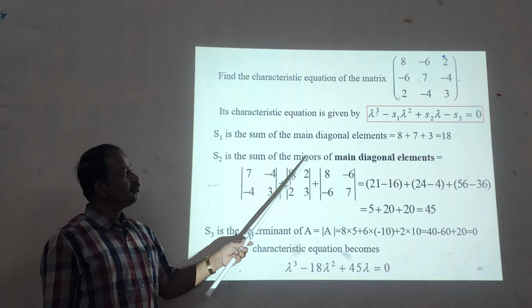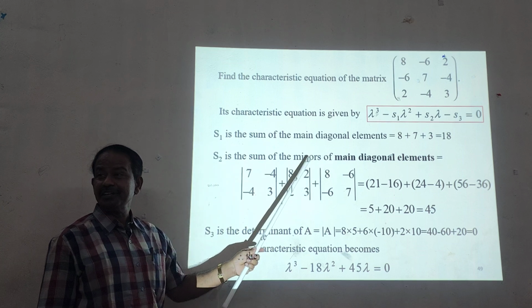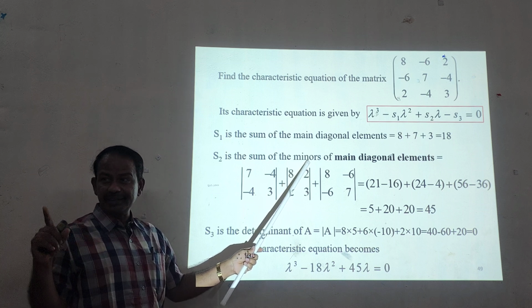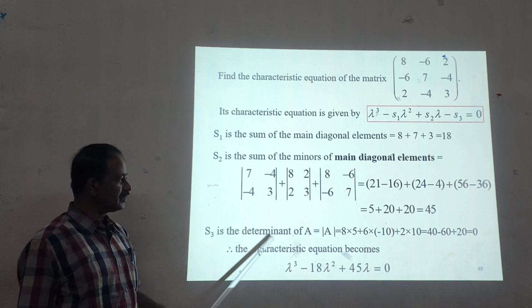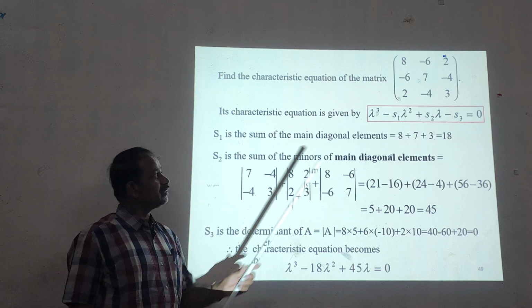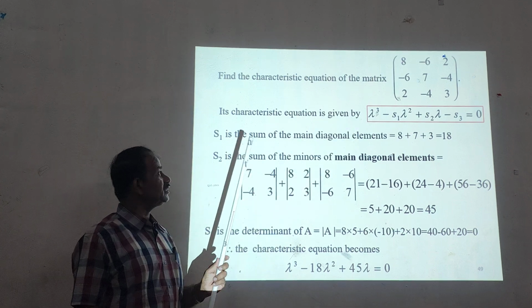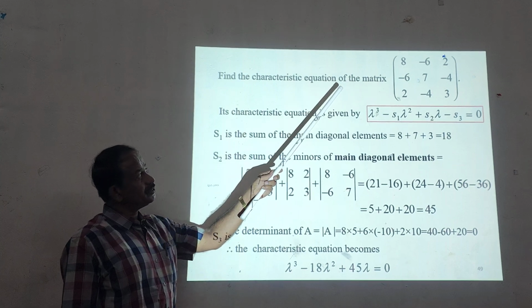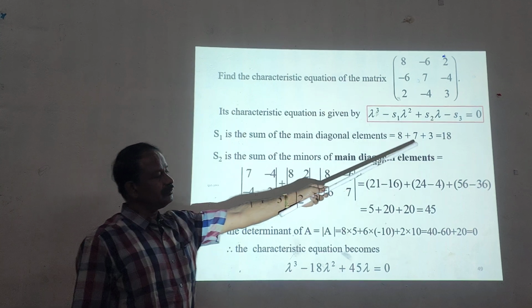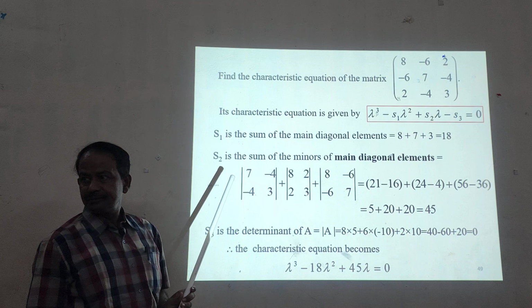S2 is the sum of minors of main diagonal elements. Very important, minors of main diagonal elements. I'll discuss that. S3 is the determinant of A. So S1 is very simple. S1 is the trace of a matrix. What is the trace of this matrix? 8 plus 7 plus 3, which is nothing but 18.